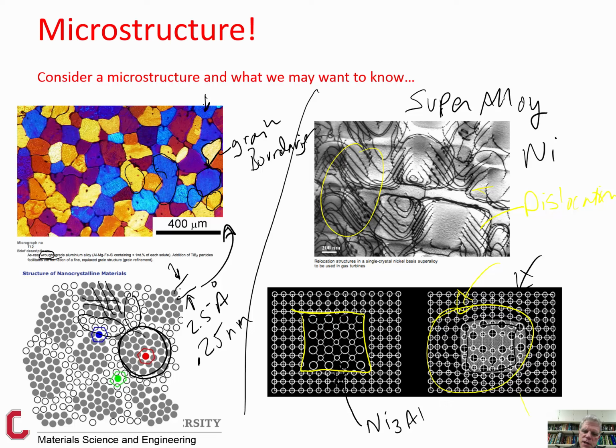These are the materials that operate at about 90% of their melting temperature in the back of aircraft engines with remarkable reliability. And it's this structure, this microstructure, that's really at the heart of it all.